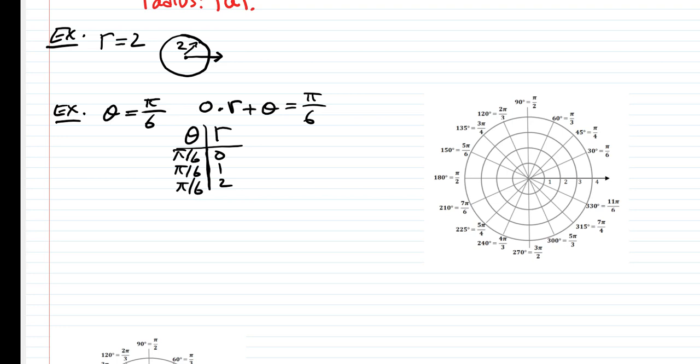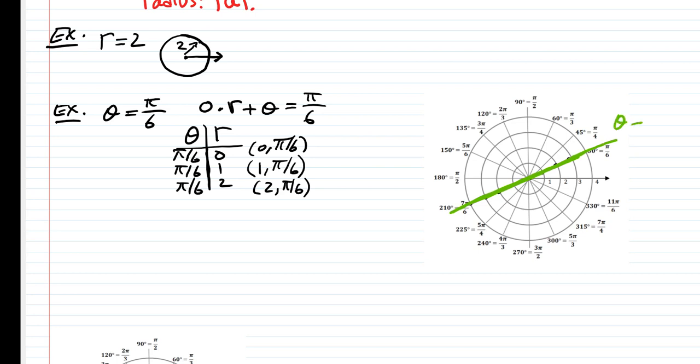Now let's plot the points. 0 and pi over 6 would be a point that's at the pole, right? And r1, 1 and pi over 6. So pi over 6 is this line, and 1 is here. That's a point there. Next point is 2 and pi over 6. Notice the measure of angle doesn't change, but the radial distance is allowed to change. So you can kind of see how this is going to go. These are for negative r values there. And if I connect the dots together, then I get this line. And there you have it.